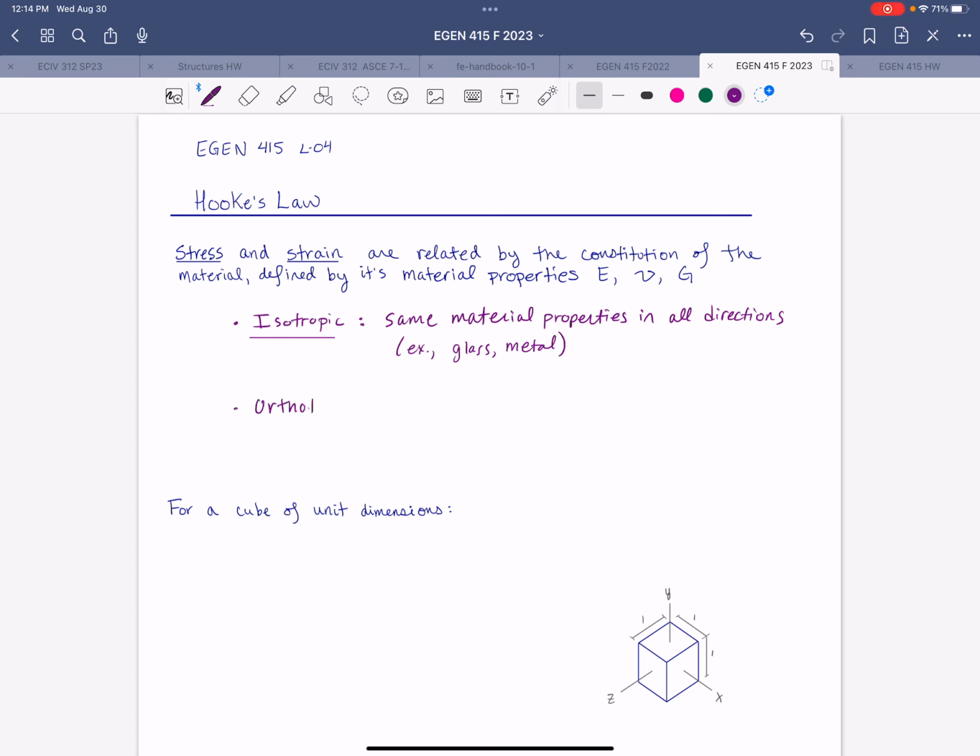Examples of isotropic materials include glass and metal. Orthotropic refers to a material that has different properties along three mutually orthogonal axes. An example of orthotropic material is wood. Did any of the structure students take wood design class? Yeah, okay, so you're familiar with that concept. Different material properties along different axes.